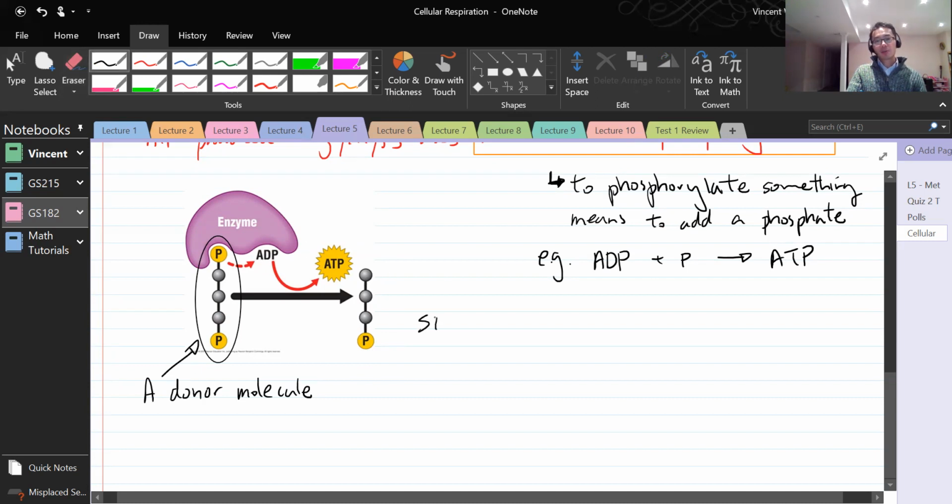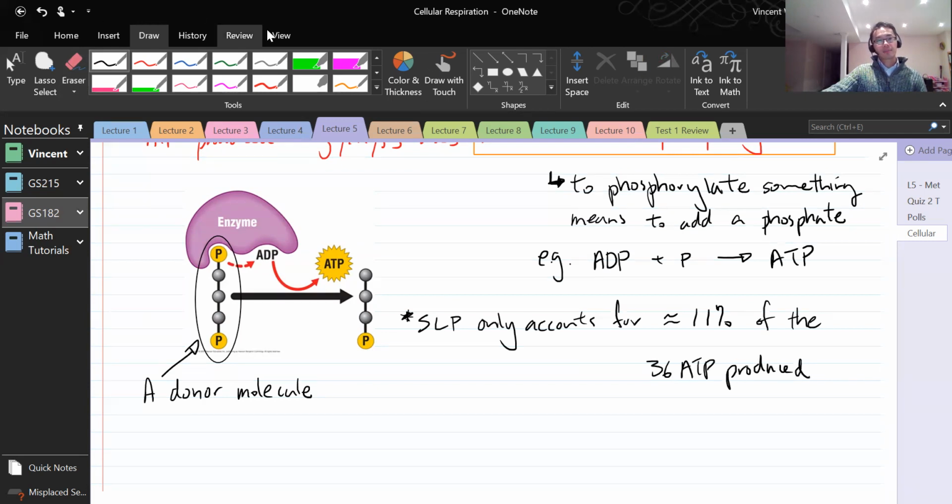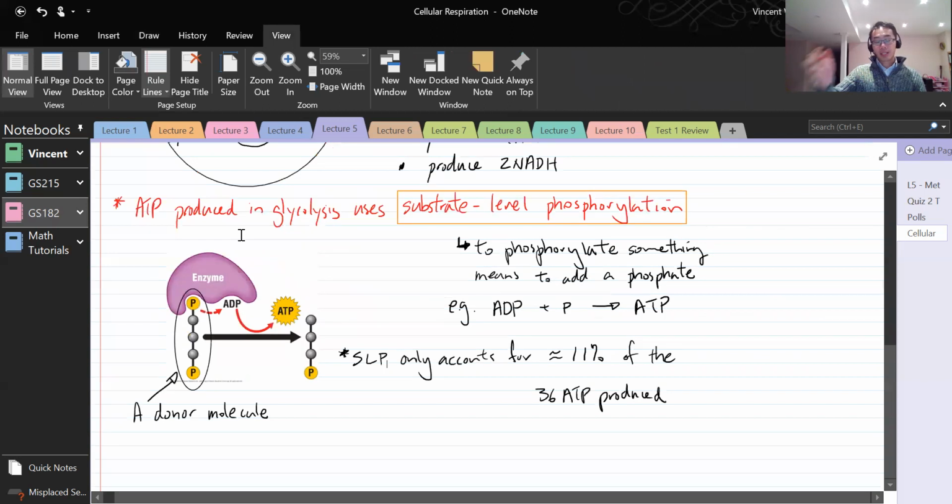Okay, so substrate level phosphorylation only accounts for about 11% of the 36 ATP produced. Okay. Any question? Now is the time to ask.